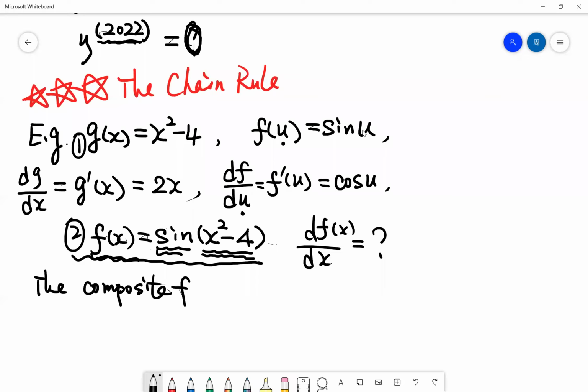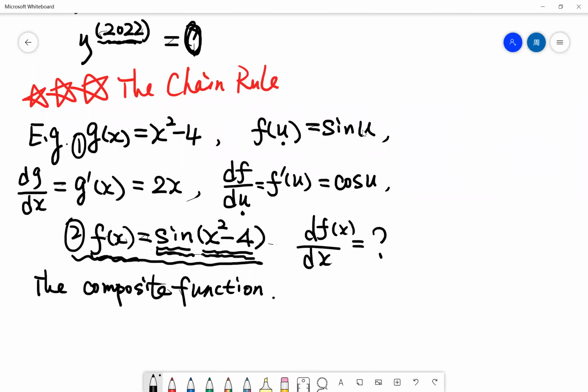The composite function. The composite function means the function consists of more than one function. So here we can see that there are two functions, right? And of course, maybe we will have three functions, inside and outside. So we call this kind of function a composite function.